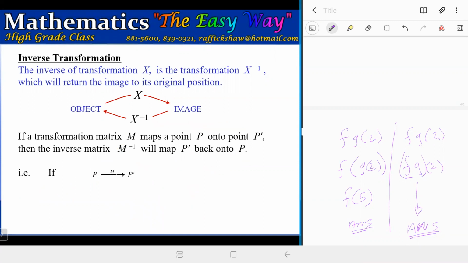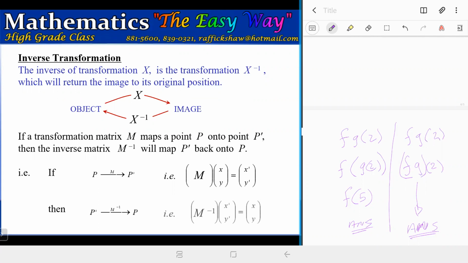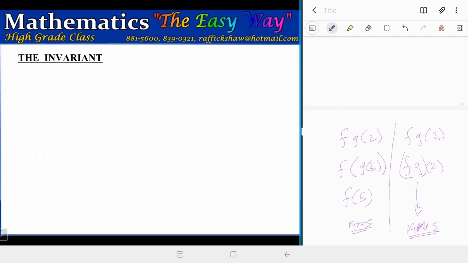See there? If P goes to P prime using M, that is the calculation: M times (x, y) equals (x prime, y prime). So I'm using our coordinates now, all the points, right? P prime is going to go back to P using M to the minus 1. M to the minus 1 times P prime takes it back to the object. Right? It's not complicated, believe me. All right, I really want us to do a couple of questions today, or even one question.